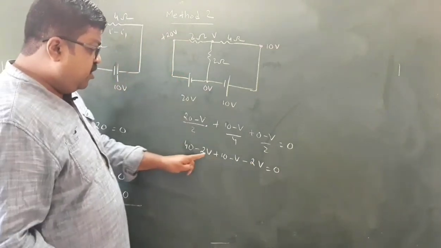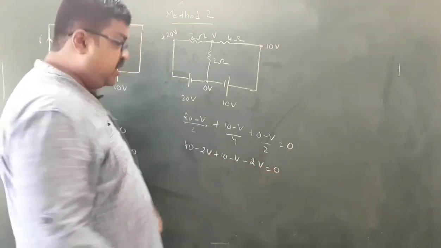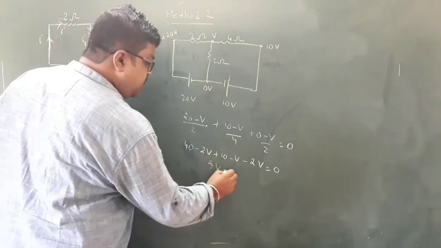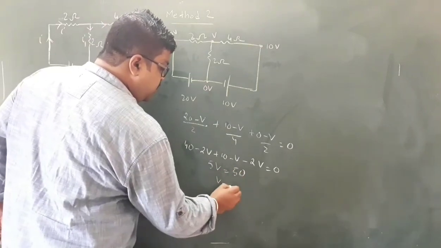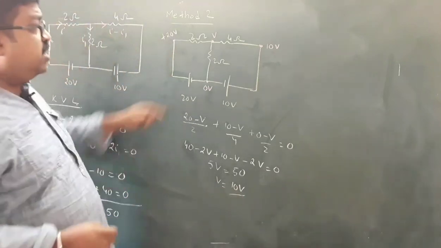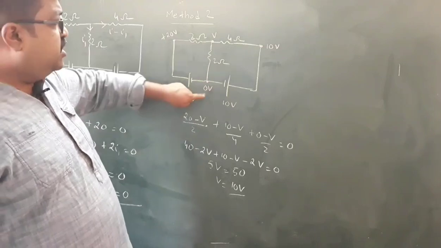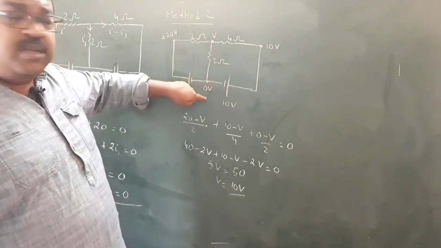So this is 50 = 2V + V + 2V. This is minus 5V, this goes to the other side. So 5V is equal to 50, or V is equal to 10 volt. Okay, so that means this point is at potential 10 volt. Now if this is 10 volt, this is 0, so the potential difference is 10 volt.